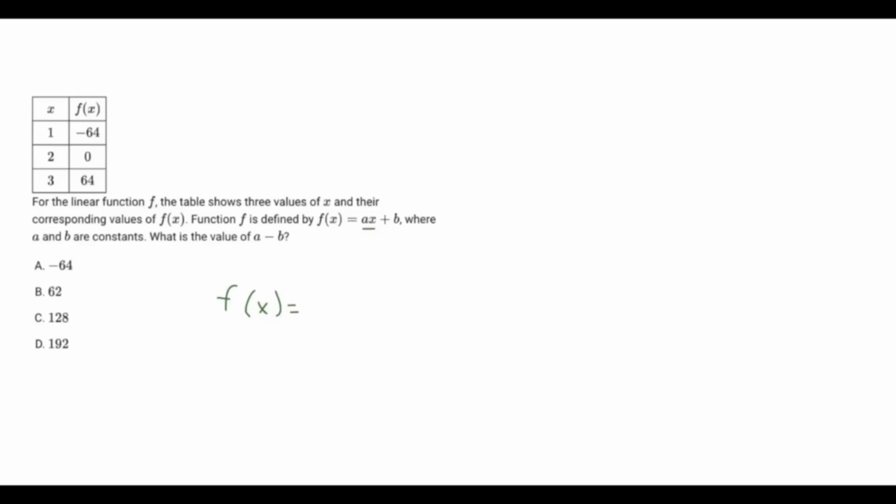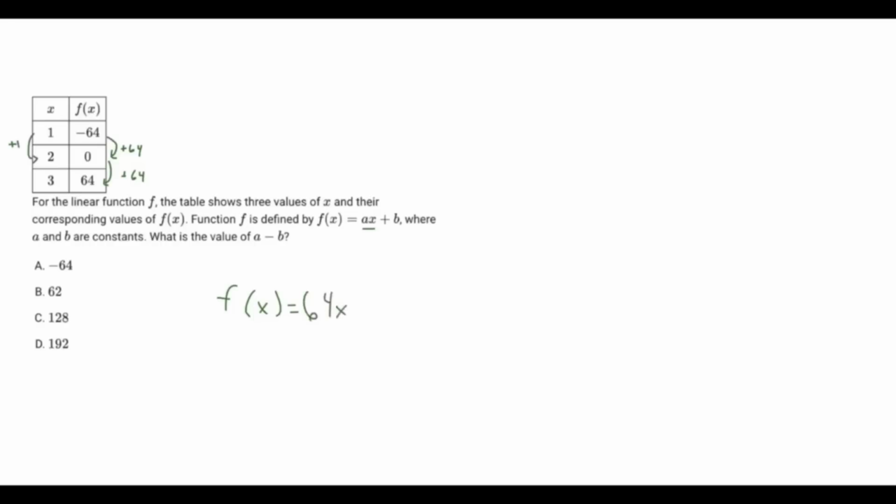So from negative 64 to 0, that's an increase of 64. And from 0 to 64, that's an increase of positive 64 as well. And we can see that for each positive increase of 64, so that's a change in y, our change in x is just plus 1, right? So we can determine that our slope is 64x.